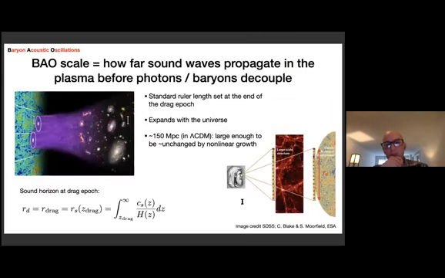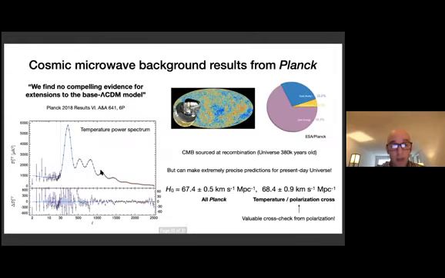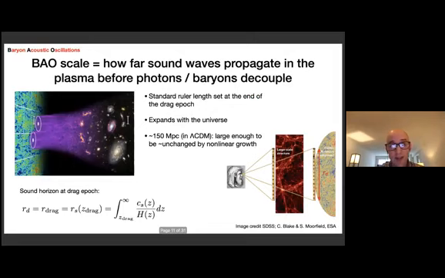Another data set I want to highlight here are measurements of baryon acoustic oscillations that are intimately connected to the physics of the CMB. So the spacing of the peaks in the power spectrum is essentially this scale that we call the BAO scale. And it's how far sound waves propagate in the plasma before recombination, so before baryons and the photons decouple.